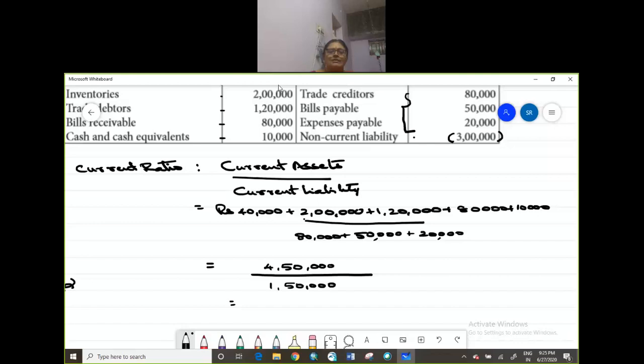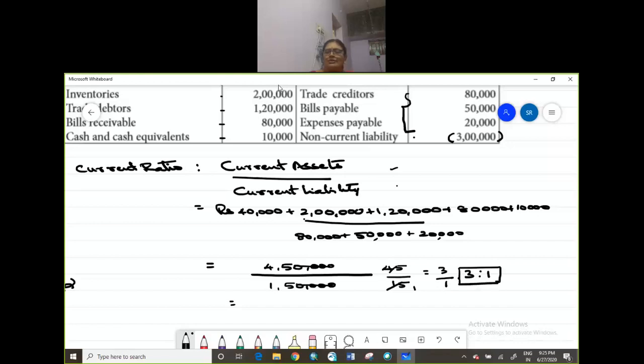So let us cancel the numerator and denominator. This is expressed in the form of a ratio. 15 will go here once, 15 will go here 3 times. So 3 is to 1. So you have more current assets to meet your current liability. So your company is sound. Your ratio is 3 is to 1.